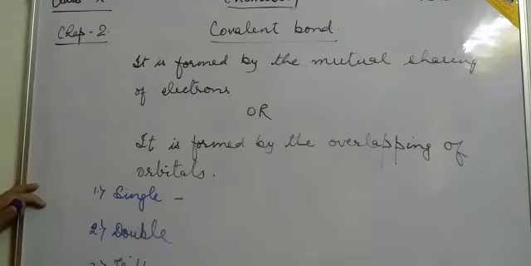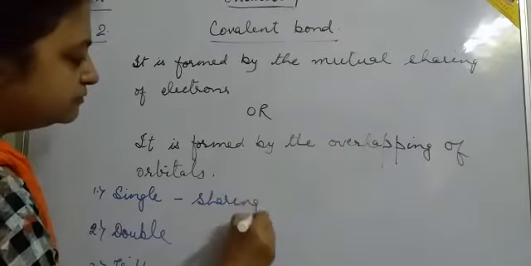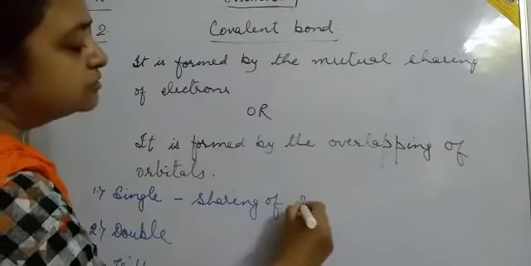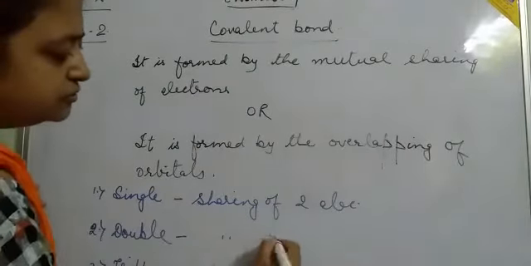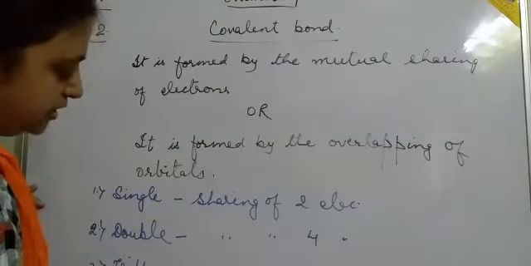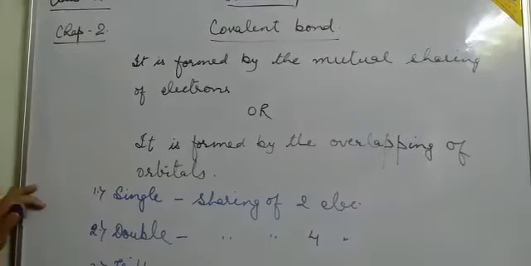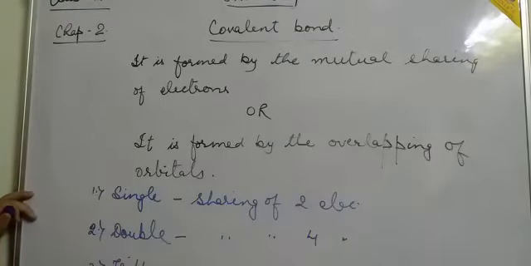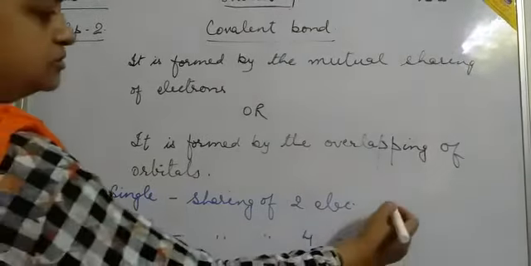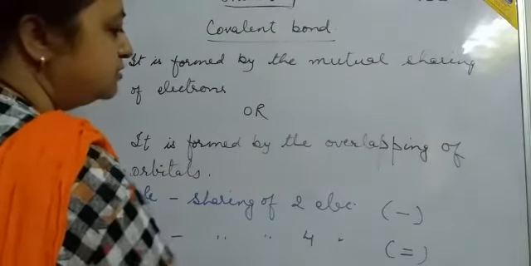Single bond is formed by the mutual sharing of two electrons. Double bond is formed by the mutual sharing of 4 electrons, and triple bond is formed by the mutual sharing of 6 electrons. Let's start with the single bond. As single bond is formed by 2 electrons, it is denoted as a single bond.